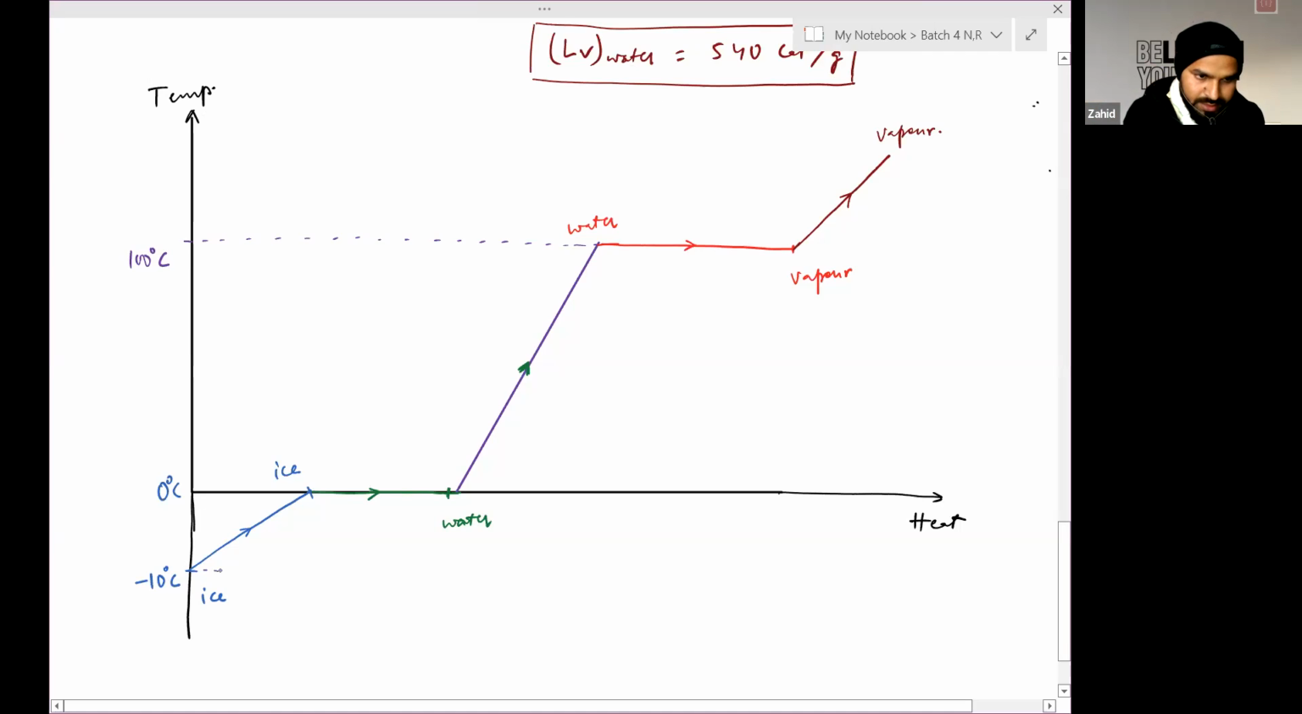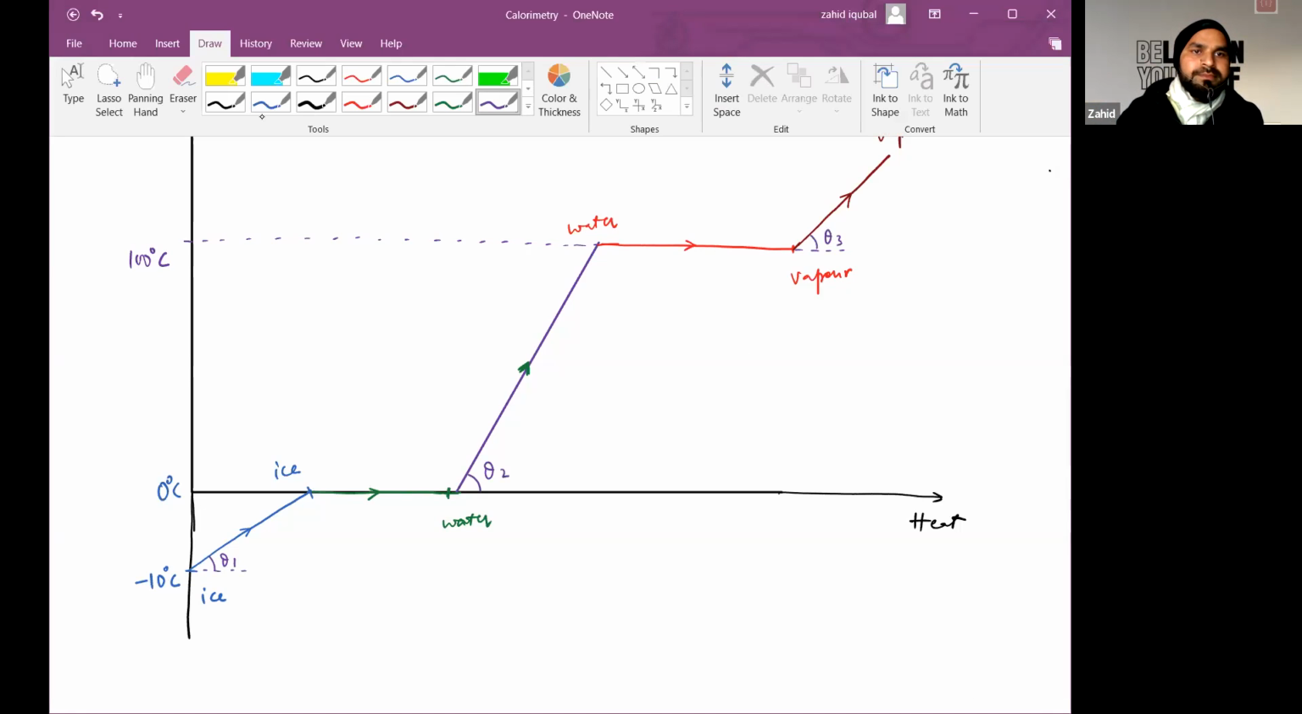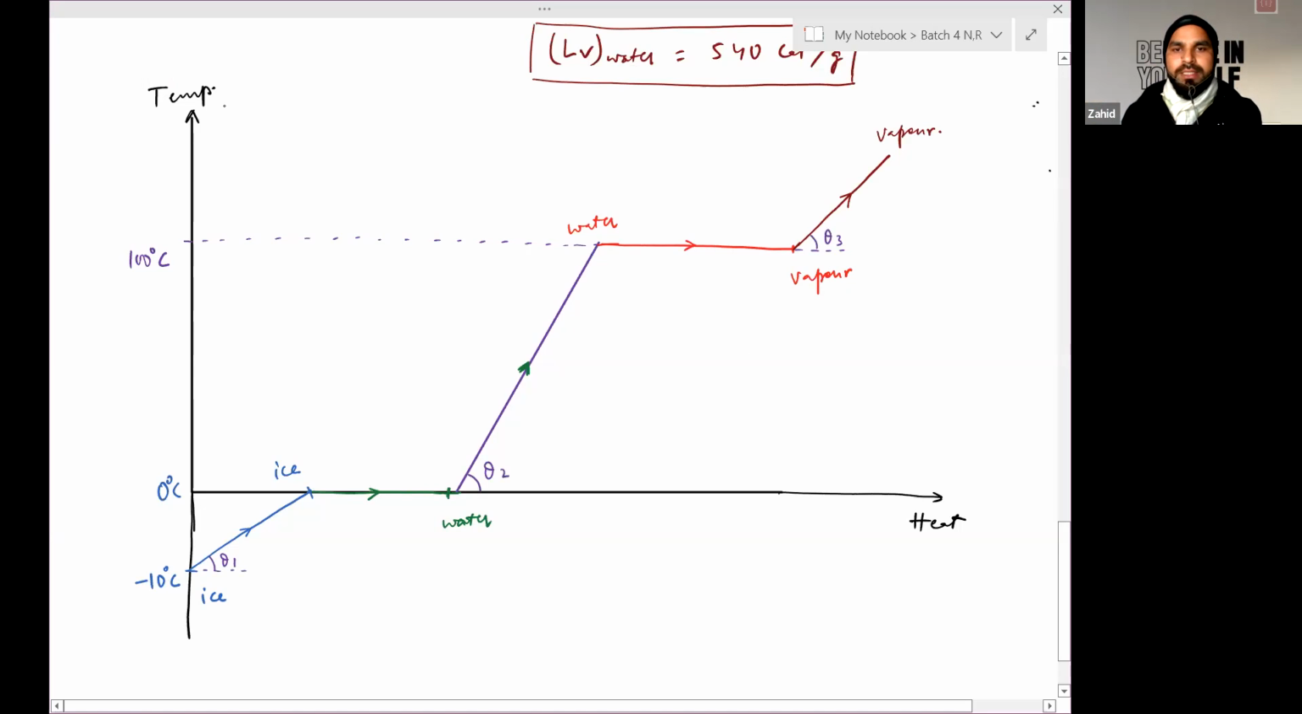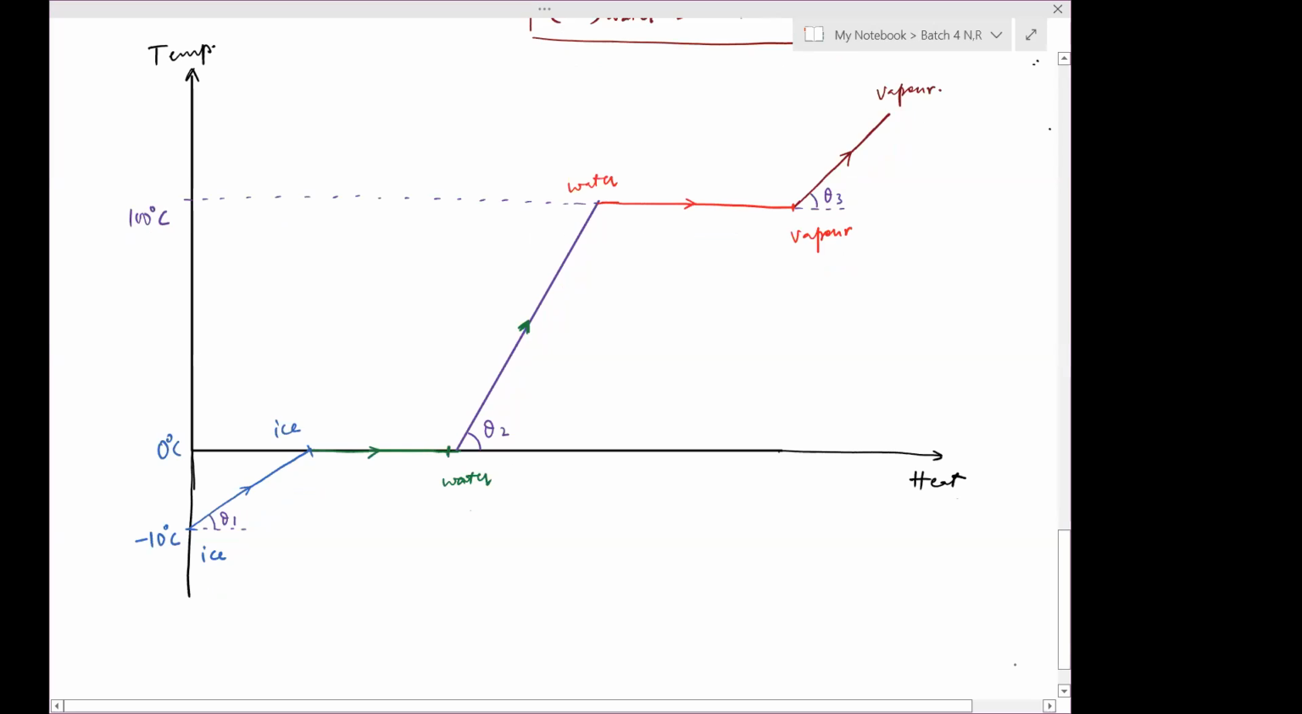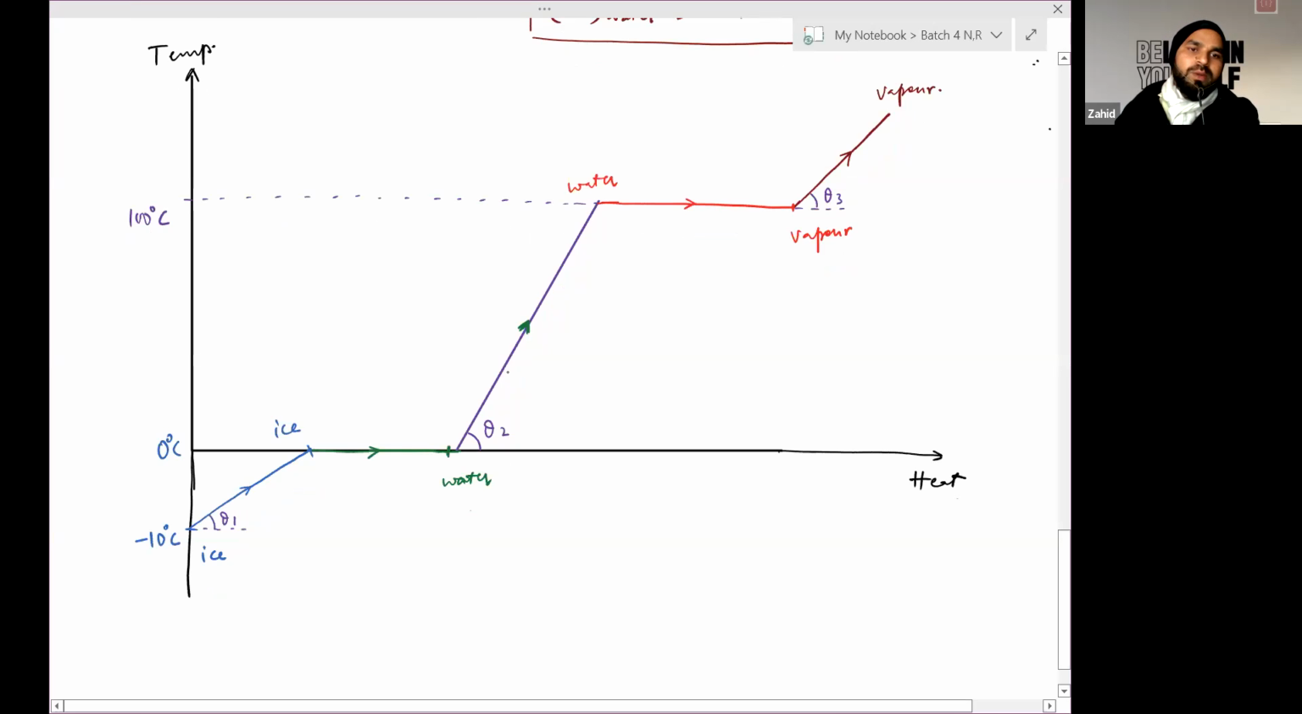Let's say the inclination of this particular part is theta 1, this particular part theta 2, and this particular part theta 3. Gautam, any idea what this slope theta defines? It's maybe temperature by heat. Good. So for calculating this theta, the vertical line is temperature and the horizontal line is heat.